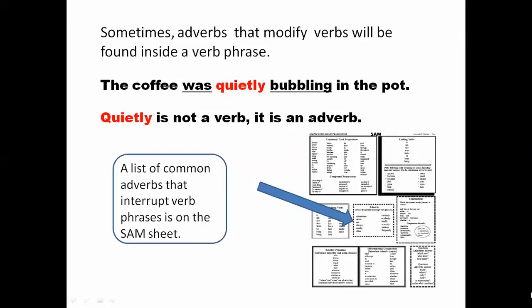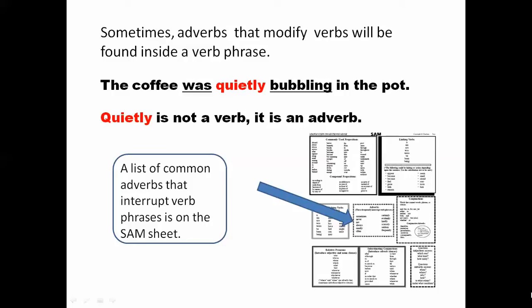Sometimes adverbs that modify verbs will be found inside a verb phrase. For instance, the coffee was quietly bubbling in the pot. If you eliminate the phrase in the pot, you've got the coffee was quietly bubbling. Bubbling is an action verb, was is a helping verb, but in the middle of the verb phrase is an adverb, quietly, that tells you how the coffee was bubbling.